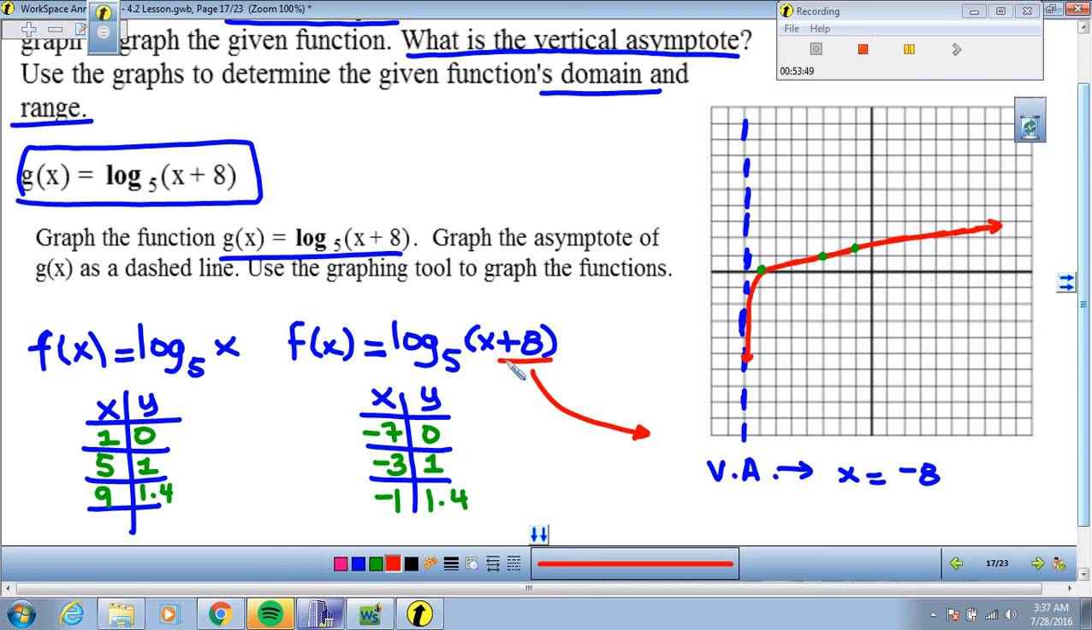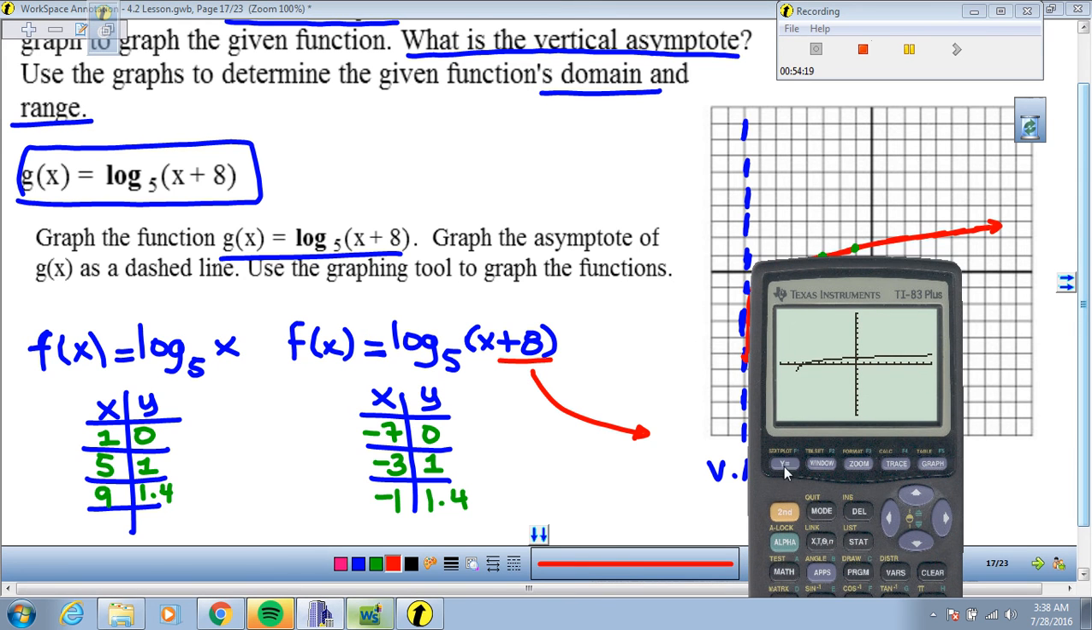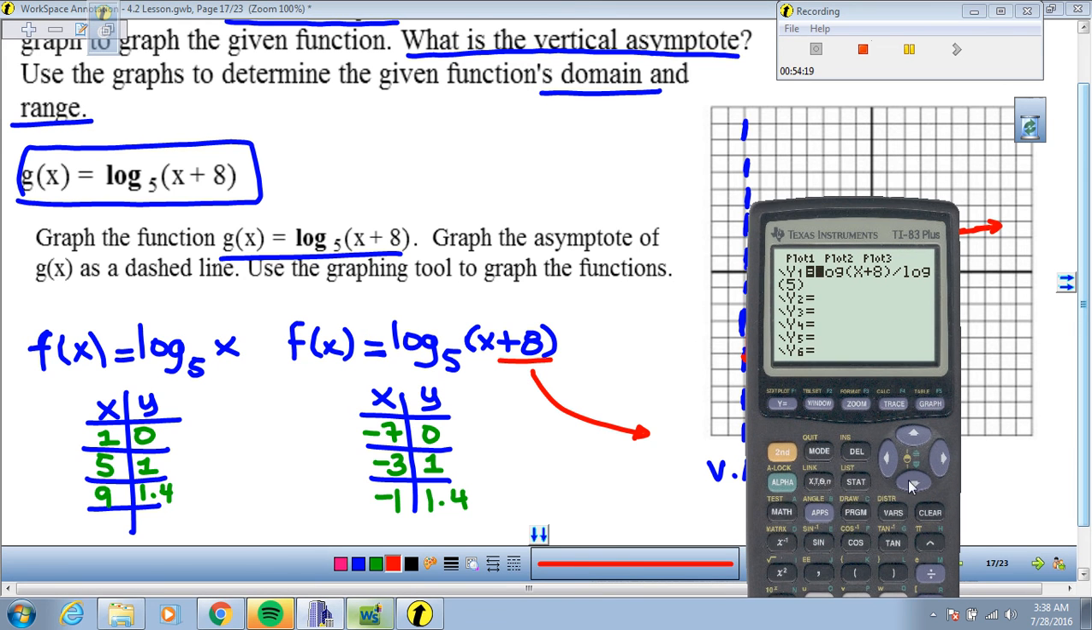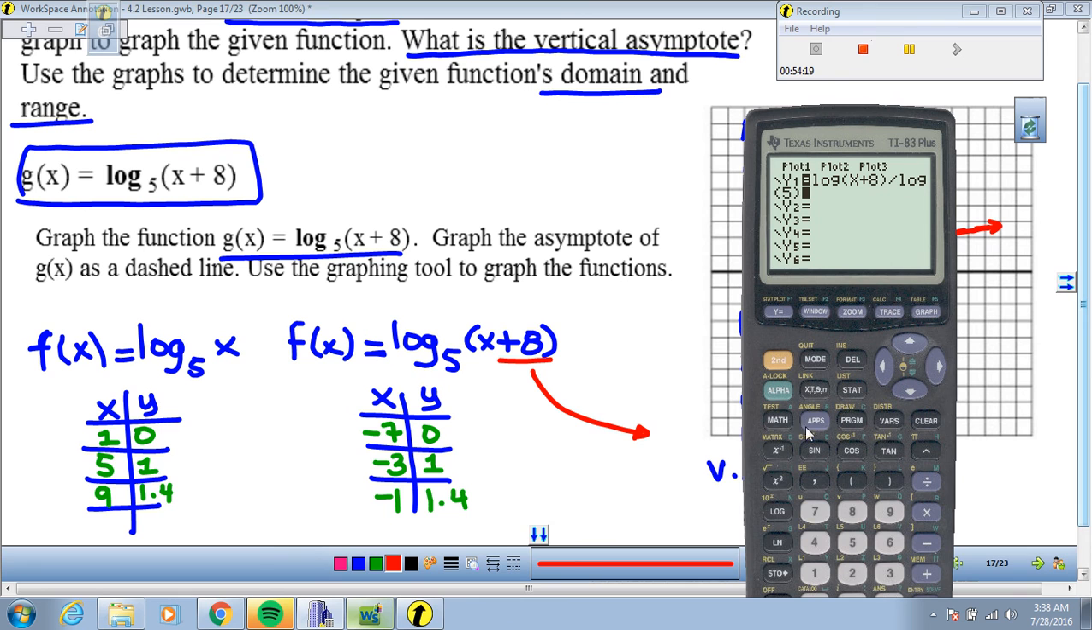So I didn't even graph the original. If you really want to see the original, how it would change, you can graph it here if you want, but I'm not going to waste time doing the table and graphing it. I mean, we did the table, but I'm not going to plot the points. So log of x divided by log of 5.